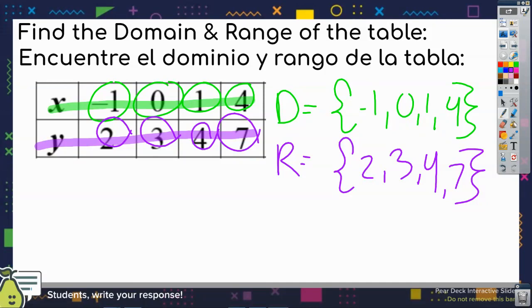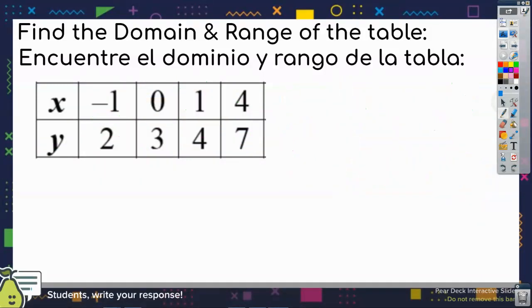These are sets. Basically, it is the set of all things that are in the domain. That's what the fancy brackets mean. So that's how we do tables.